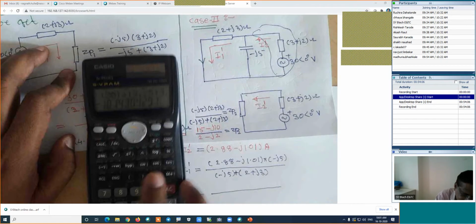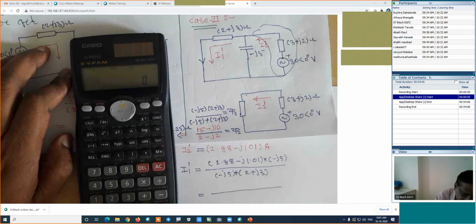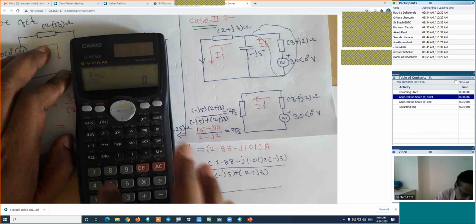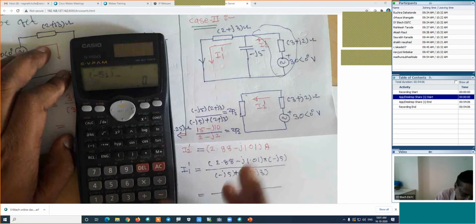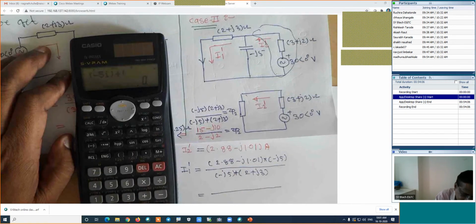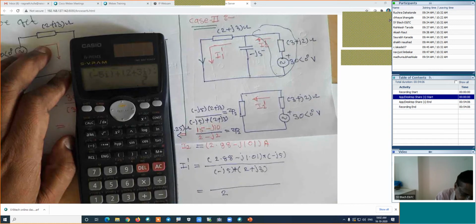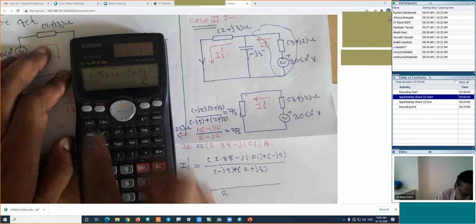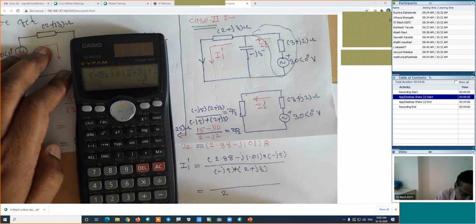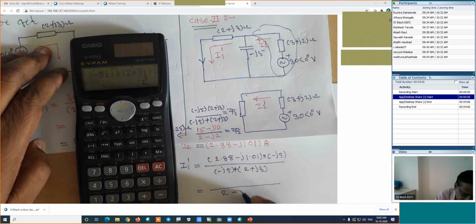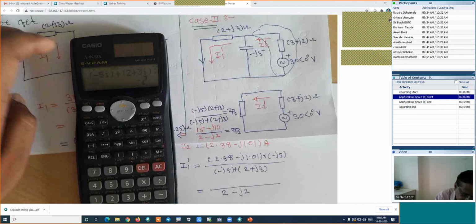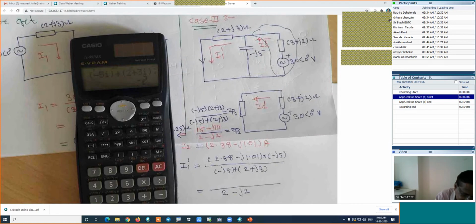If I am working on the denominator, it is start bracket minus j5 close bracket plus start bracket 2 plus j3 close bracket is equal to. 2 is the real part of this denominator. Then, shift and equal to, minus 2i. This minus j2 is the complex part. Is it right?